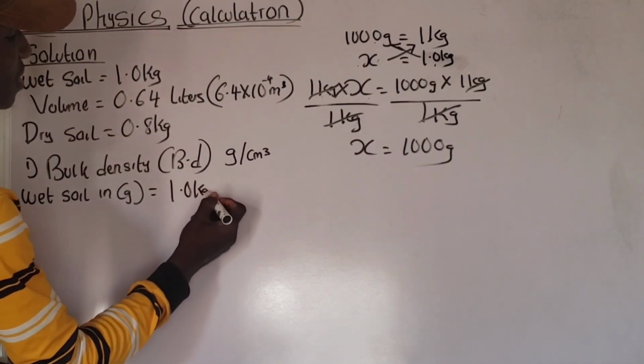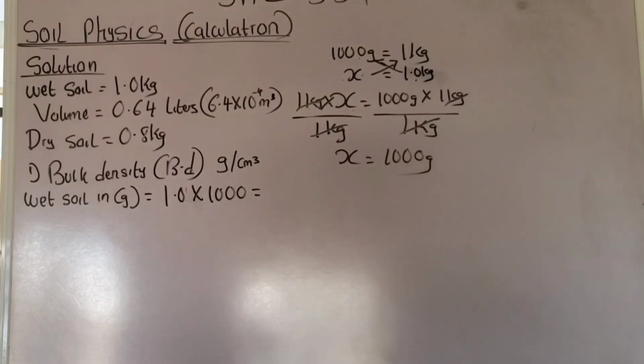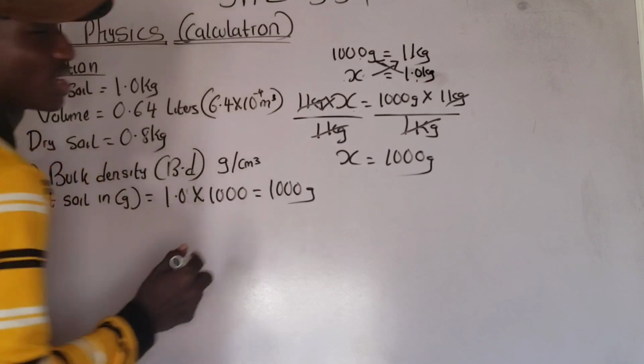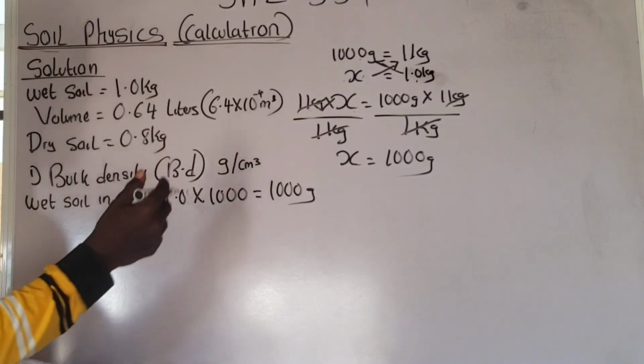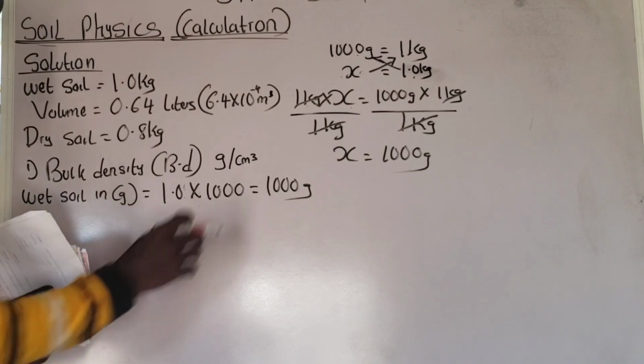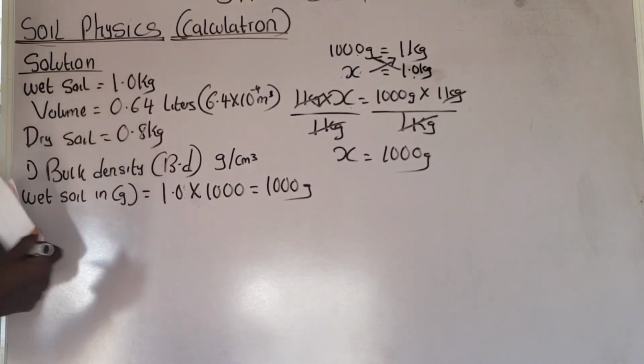1.0 kilogram multiplied by 1000 will give me 1000 gram. You understand? I just showed you this solution so that you will not ask where I got the 1000. 1000 gram equals 1 kilogram. So I changed this wet soil from kilogram to gram.